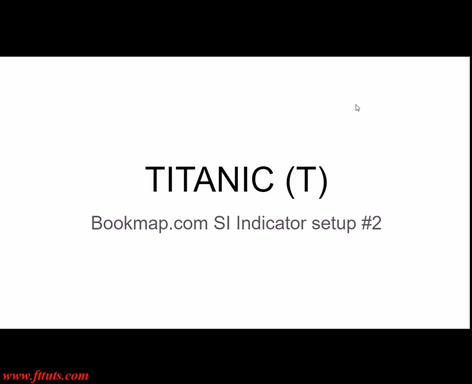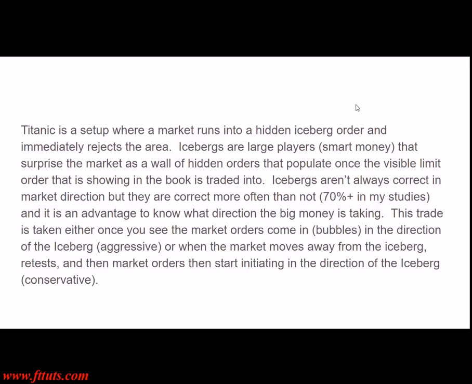Okay, so this is our bookmap.com stop iceberg indicator setup number 2, called the Titanic again. Titanic is a setup where a market runs into a hidden iceberg order and immediately rejects the area. Icebergs are large players, smart money we call them, that surprise the market as a wall of hidden orders that populate once the visible limit order showing in the book is traded into.